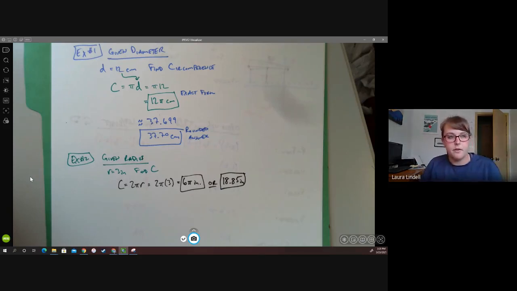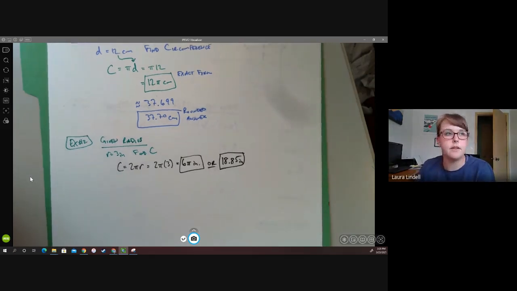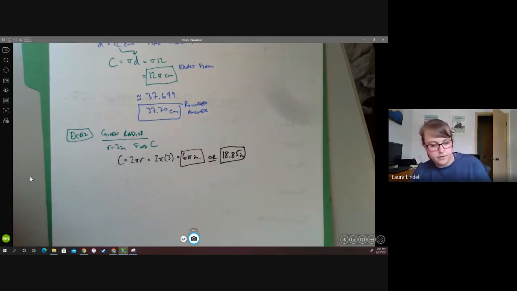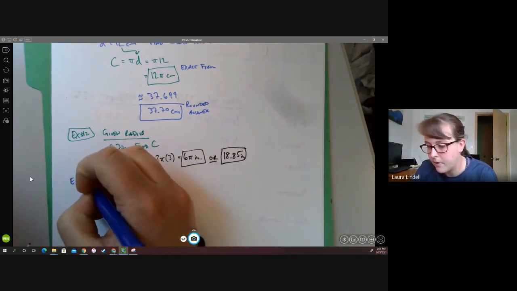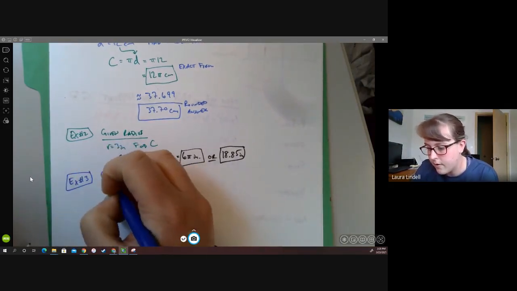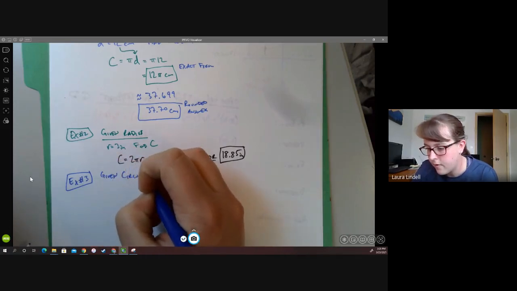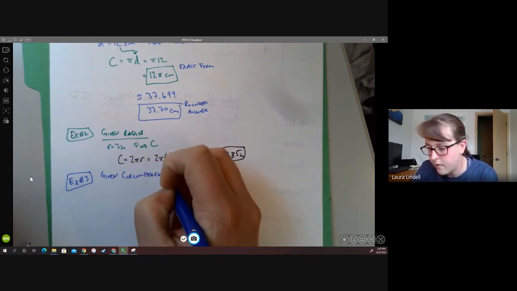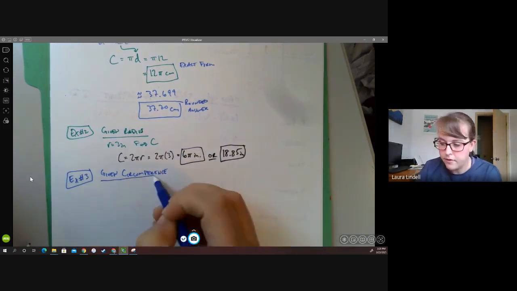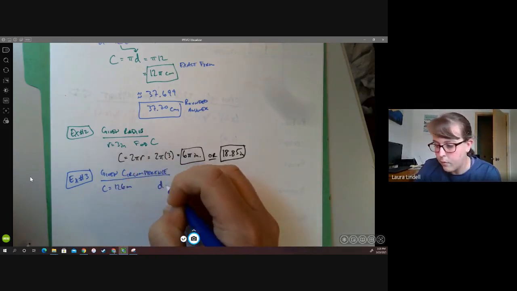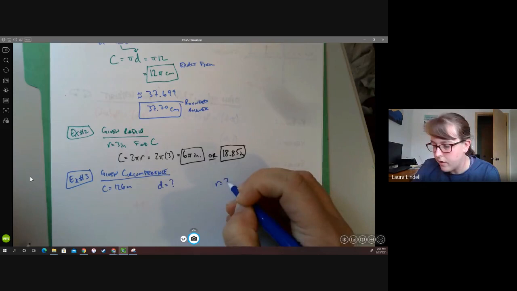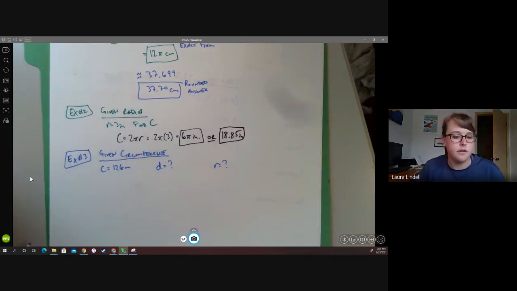Okay, so now we've got it if we've been given the diameter or if we've been given the radius. The last thing we're going to do with circumference is what happens if we are given the circumference instead and asked to find the radius or the diameter. Okay. So given the circumference, this time we're going to say the circumference is 126 meters. And we want to know what is the diameter and what is the radius.